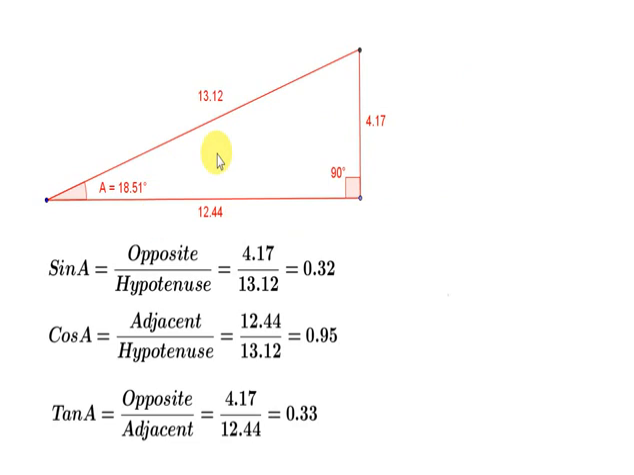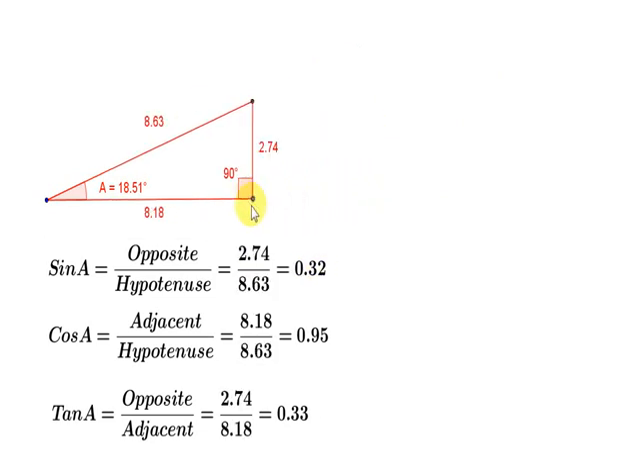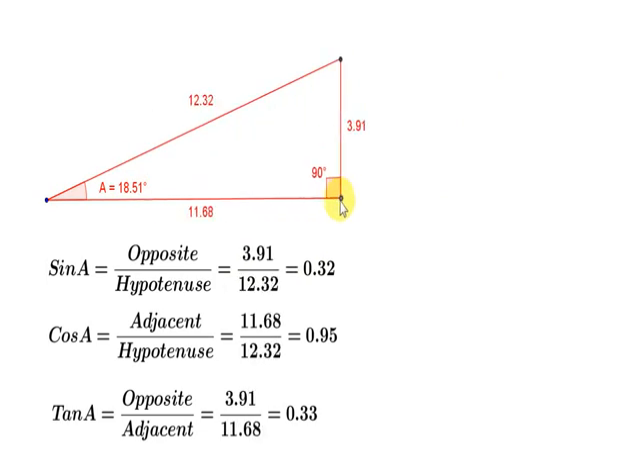Now, in this picture, A happens to be 18.51 degrees. The side opposite A is 4.17. The hypotenuse is 13.12. So the sine of A is 0.32. So I can change this triangle, and now the sine of A is 2.18 divided by 6.85. You can see that it's still 0.32. So as long as we don't change this angle, the sine of A is unaffected by the size of the triangle.